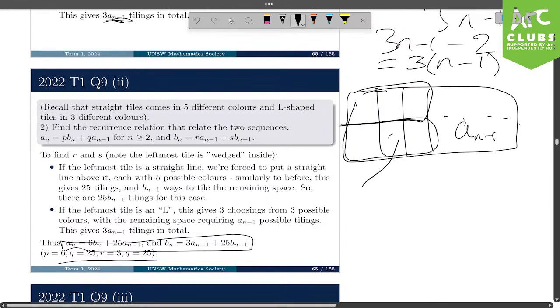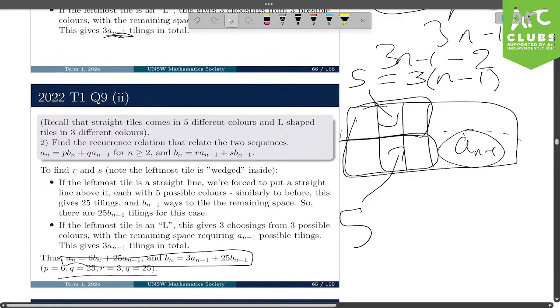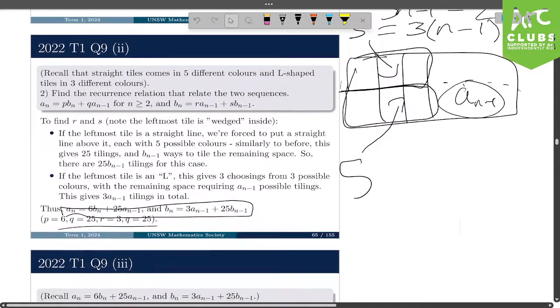How many ways are there? How many colors are there for the bottom tile? There's 5 colors. How many colors are there for here? 5 colors. 5 colors for the 2 straight tiles, so 5 times 5, 25. So 25 ways of configuring these 2. And then I multiply by an minus 1 to find the number of ways of configuring the rest. Cool. And a similar format for the bn thing: 25, 25, bn minus 1.